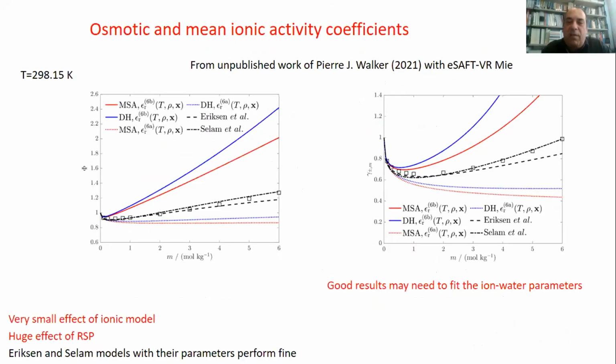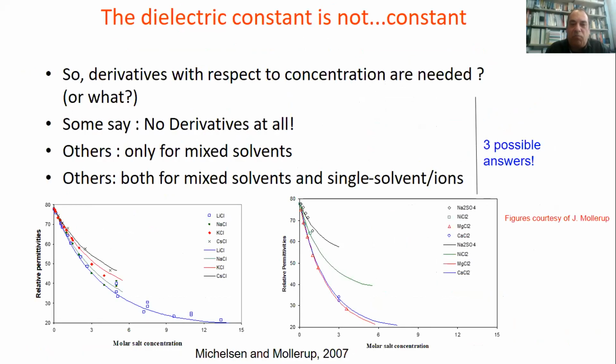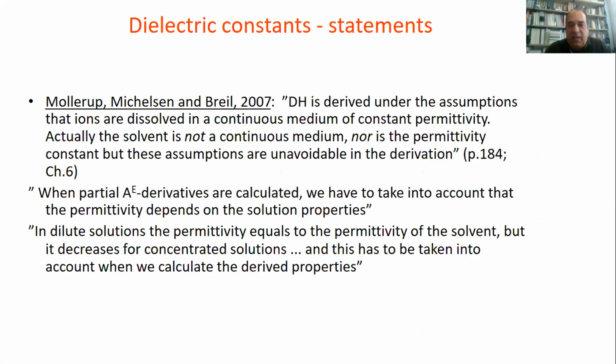And we have repeated this now for a full model, not just a parametric study of the two terms, but also for a full model in the work of Pierre Walker with ESAFT-VR-MIE that will be presented in the ESAT conference. So should we include the dielectric constant? Should we include the composition dependency? The composition dependency is there. You see it from experimental data, but should we include it? Opinions differ, as you can see from this slide, and this is actually a very hot topic of discussion.